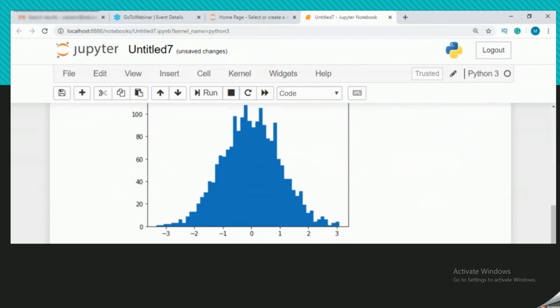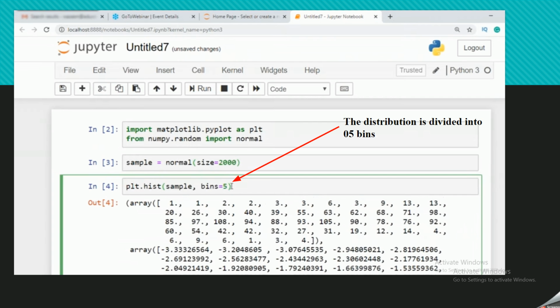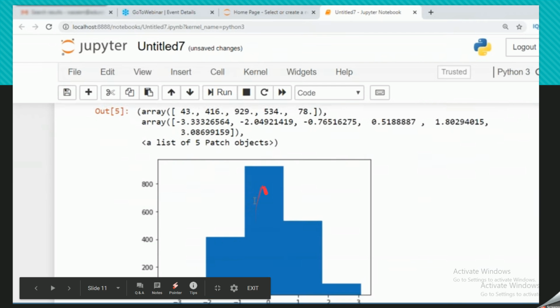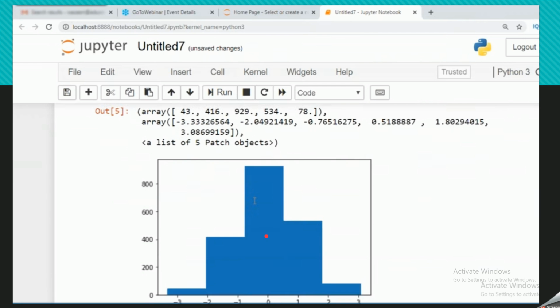Alright. Now, I am simply reducing the bin value from 50 to 5. So now what has happened? The distribution is divided into 5 bins. So what do you observe? Now instead of having 50 bins, you have 5 bins over here.